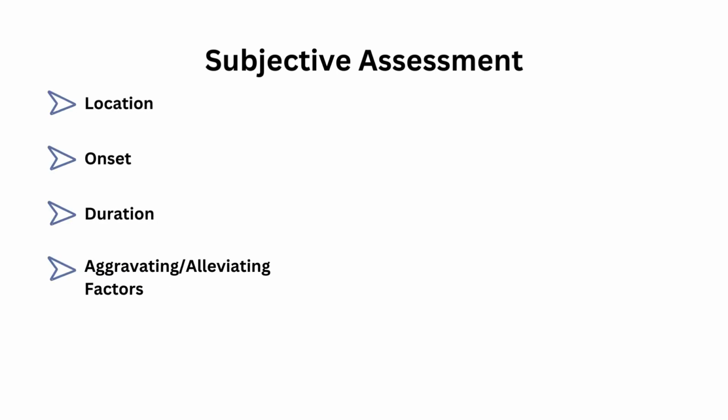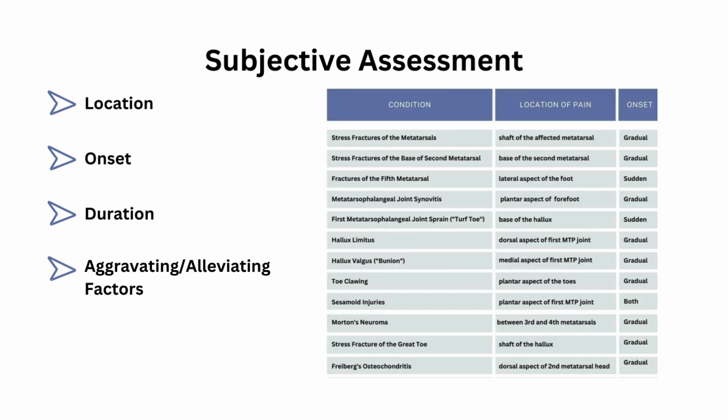First, let's talk about the subjective assessment. This is where we get the information about the patient's pain. Questions regarding location, onset, duration, and aggravating and alleviating factors are asked. This table summarizes the pain location and onset.